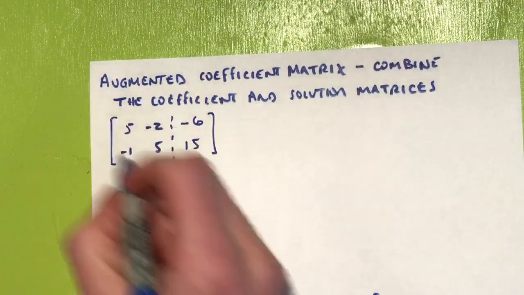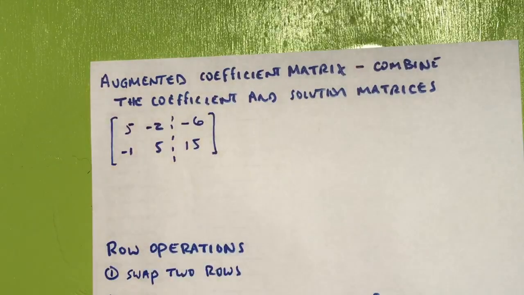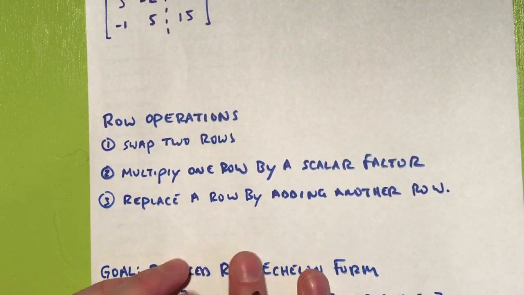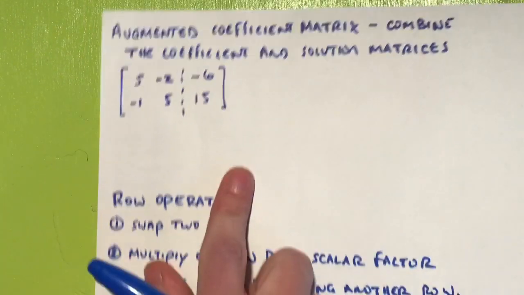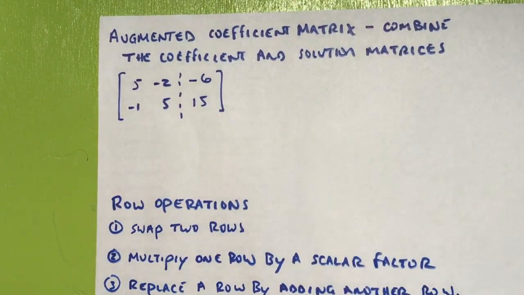Now we're going to take this and manipulate it in ways to solve the system for us. We're going to be using 3 what we call row operations. The idea here is we can take our matrix and manipulate 1 row or 2 rows or however many rows at a time, ultimately leading towards a solution.